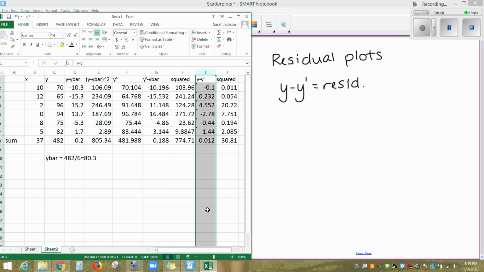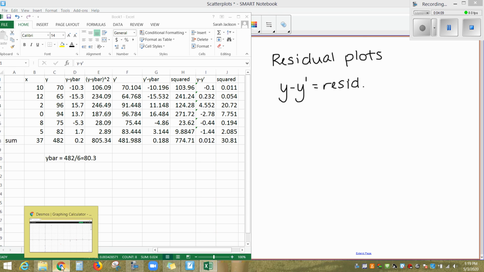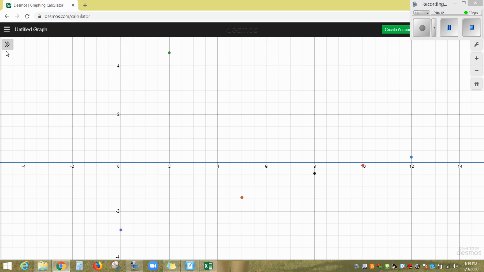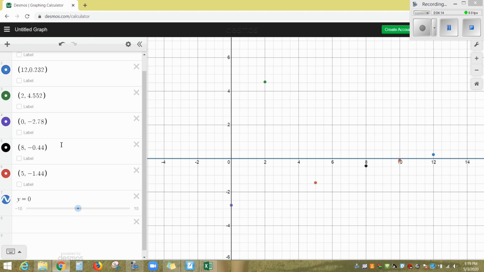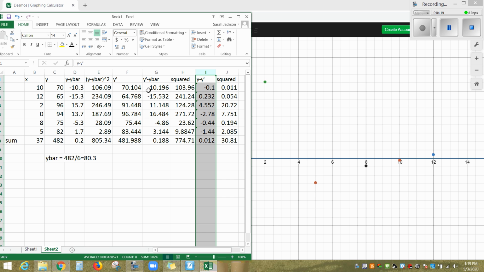If we make what's called a residual plot, that's where we put our x coordinates on the x-axis, which makes sense. And then for our y values, we put the residual values instead. The residual values are the difference, this column here. So we would plot the point 10, comma, negative 0.1, 12, comma, 0.232, 2, comma, 0.4, or 4.552, and so on. All of those ordered pairs.